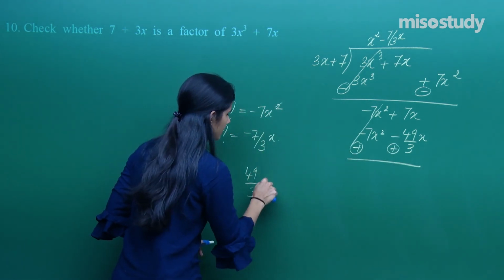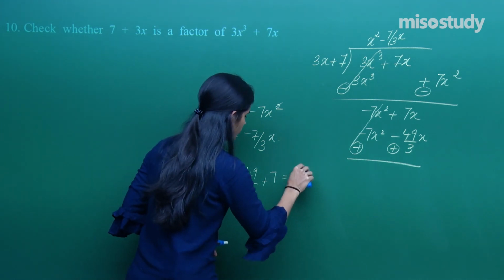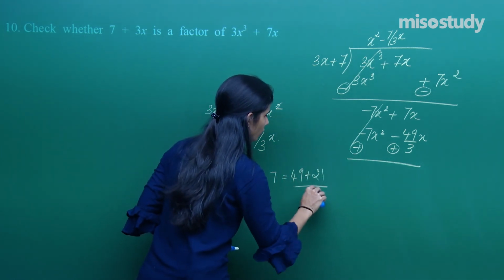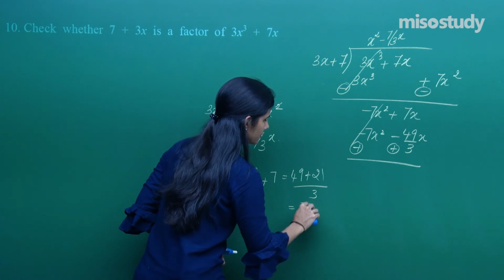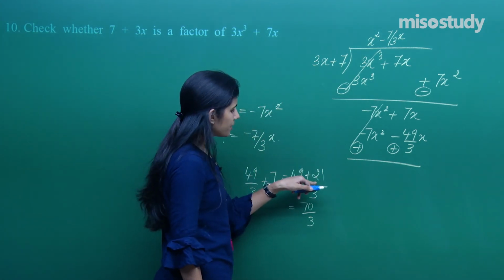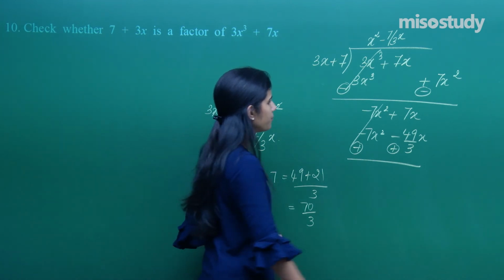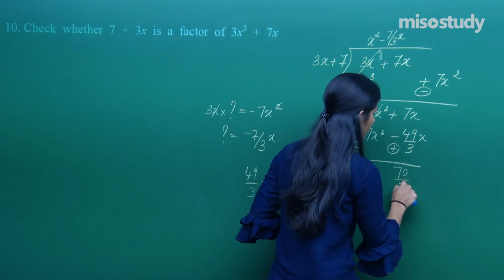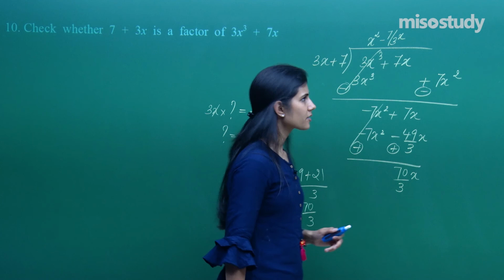by 3 plus 7 gives you what? 49 plus 21 whole upon 3. This gives you 70 upon 3. 9 plus 1 is 10, 4 plus 2, 6 plus 1, 7. So 70 upon 3. This gives you 70 upon 3x.